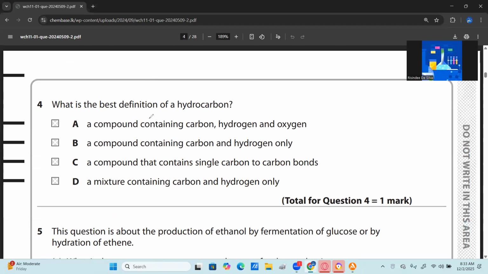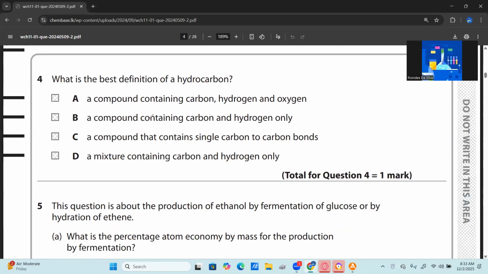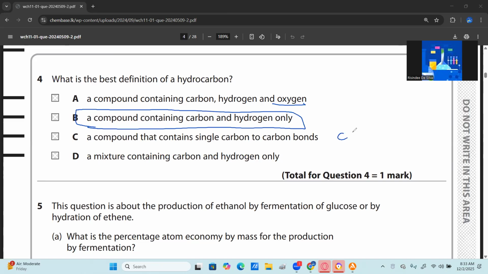What is the best definition of a hydrocarbon? So, children, that's direct theory, right? You should know that they are compounds containing carbon and hydrogen only, right? This is wrong because of oxygen. Single bonds with oxygen also, you can have single bonds in alcohol, right? That's a single bond, right? Because of that, that is also wrong.